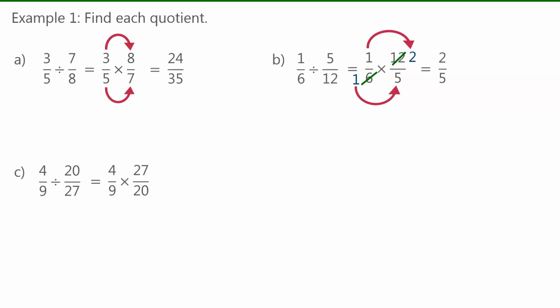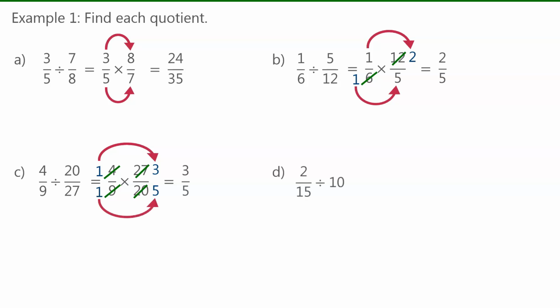9 and 27, there is a common factor of 9. So 9 goes into itself once. 9 goes into 27 3 times. And for 4 and 20, there's a common factor of 4. 4 will divide into itself once, and 4 will divide into 20 5 times. Now we multiply our new numbers. So 1 times 3 is 3, and 1 times 5 is 5.